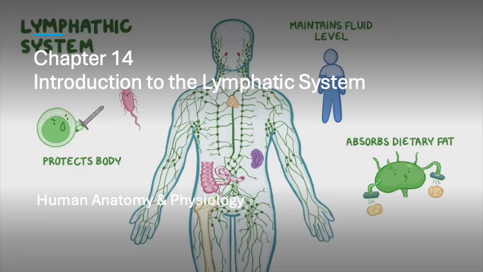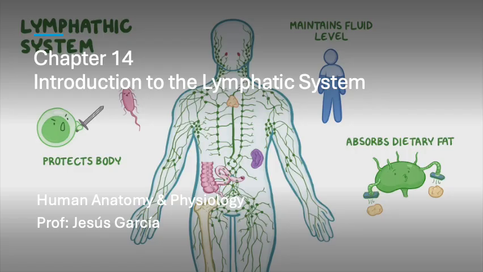Welcome everyone. Today we're going to be starting our exploration into the lymphatic system. This system may not get as much attention as the circulatory or the nervous system, but it actually plays a vital role in our overall health and immune defense. The lymphatic system is essentially the body's drainage and surveillance system. It helps maintain fluid balance, transports fats from the digestive system, and plays a central role in our immune function.